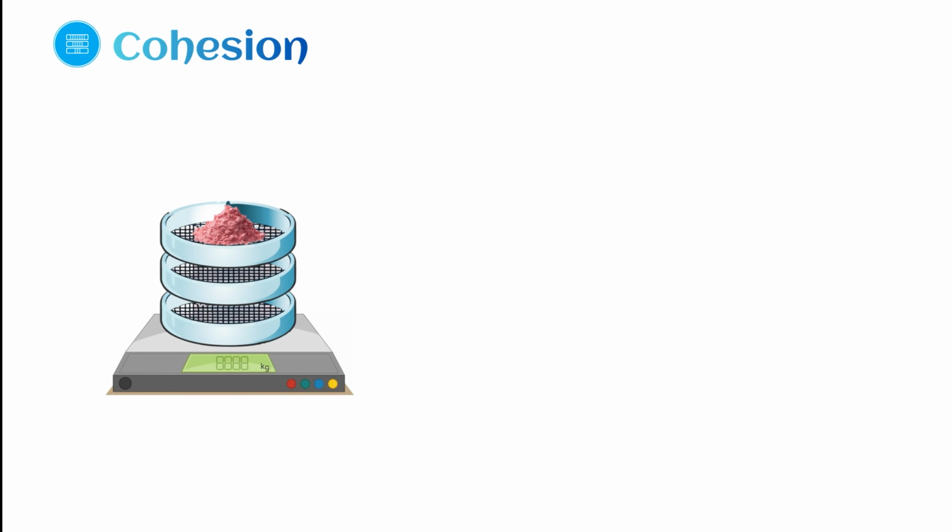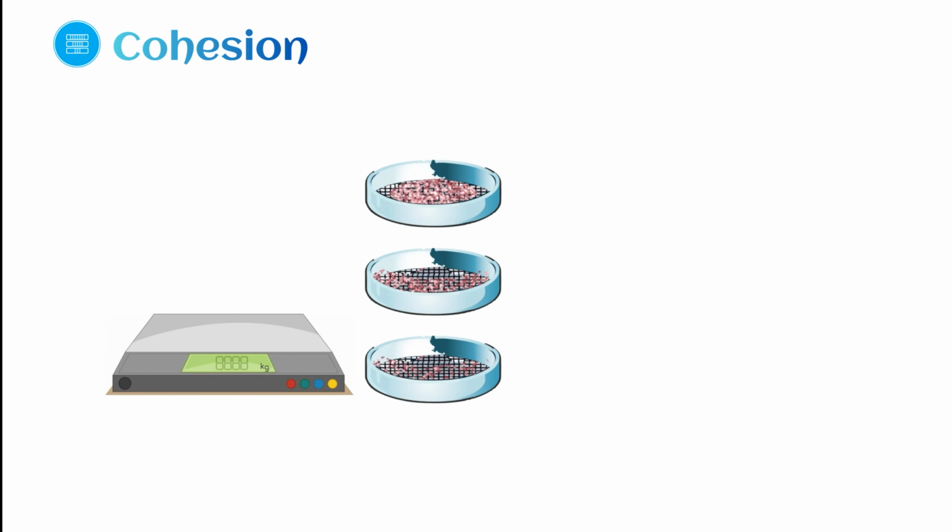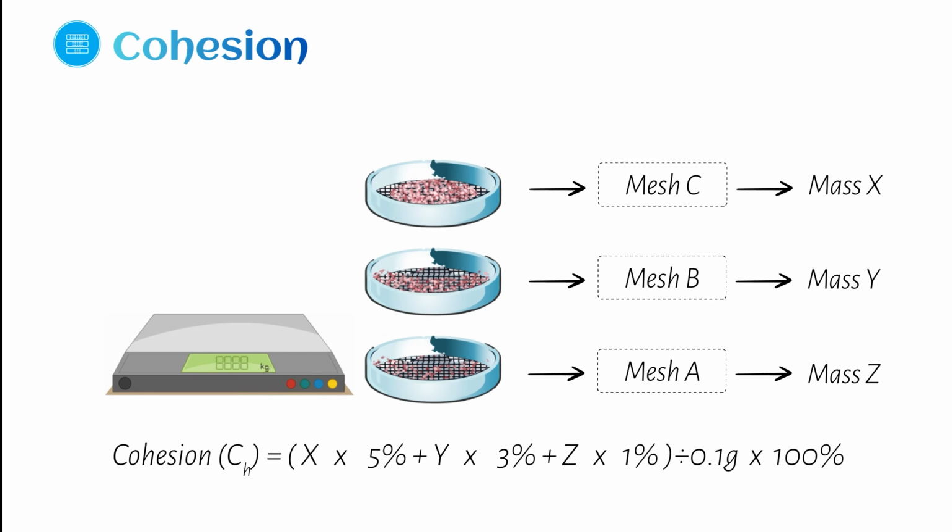Sieve retention can also help evaluate cohesion. Cohesion is a parameter that measures interparticle forces by evaluating the rate at which particles pass through sieves. Typically, higher cohesion indicates poor flowability.